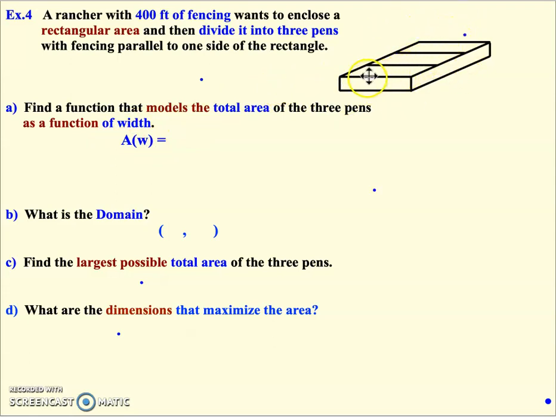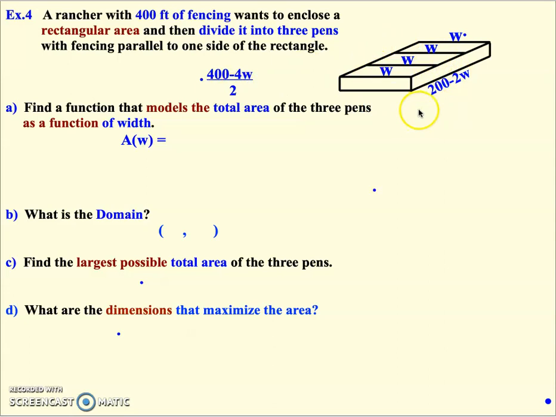For starters, I don't just have a single width, because I'm talking about this being fencing, I have 4 widths. Anywhere there is fence, I have to count that as material I used. And I need to know that because how do I define the other side? Well, 400 feet of fencing, I just used 1, 2, 3, 4 widths. So I will subtract that and divide by 2. Divide by 2 because it's got to be split equally between this side and this side.